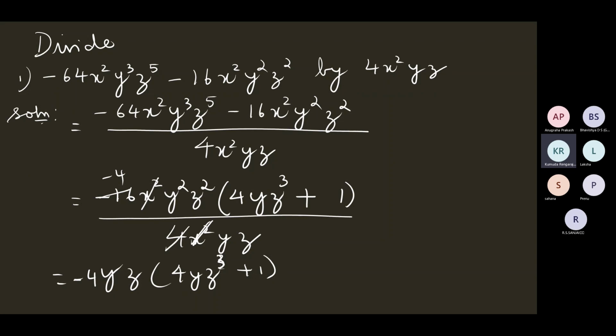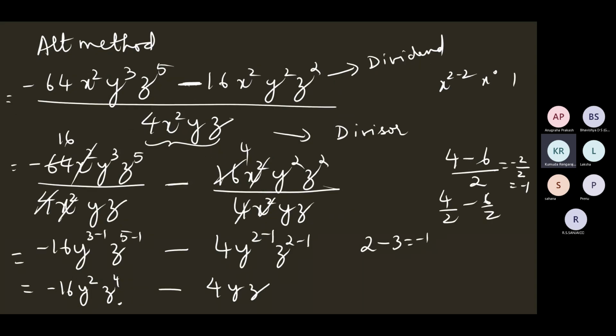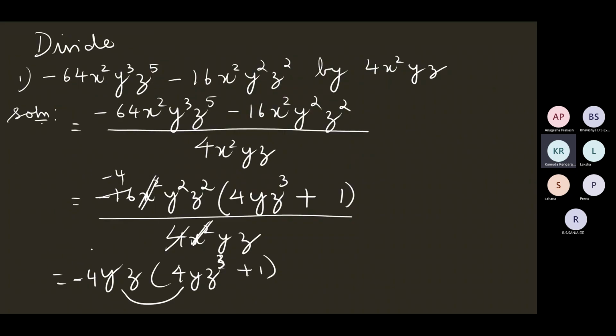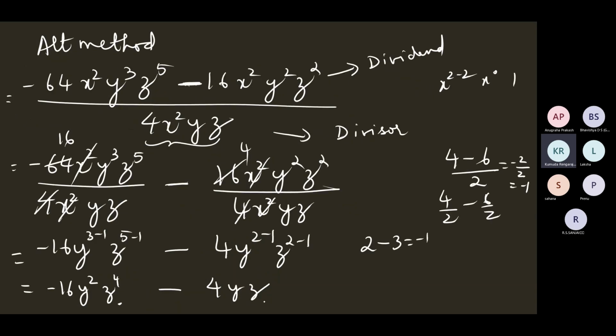Then x square cancels. Then y square by y is y. z square by z is z. Minus 4 yz. Now, multiply these two, you'll get minus 16 y square z to the power 4. See here, minus 16 y square z to the power 4. And multiply the second terms, this with this one. Minus 4 yz into 1 is minus 4 yz. So the answer will be the same. The procedure is different.